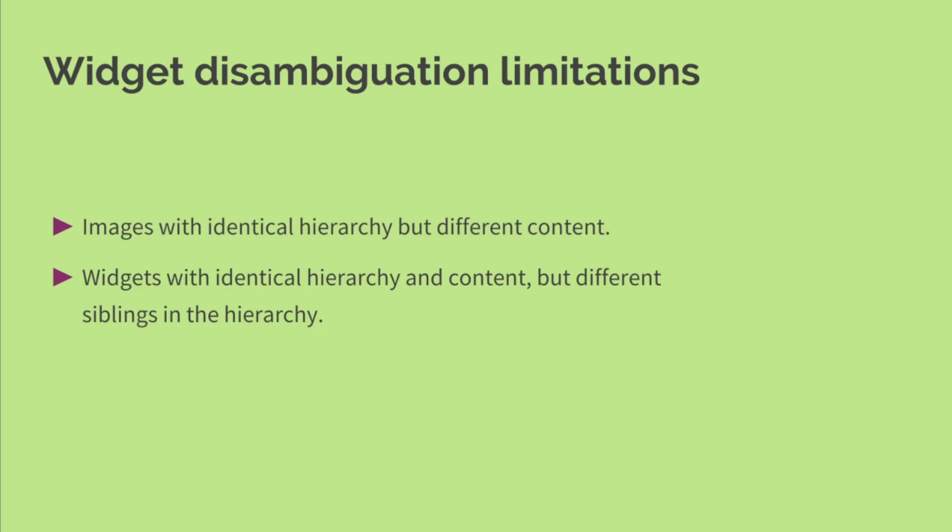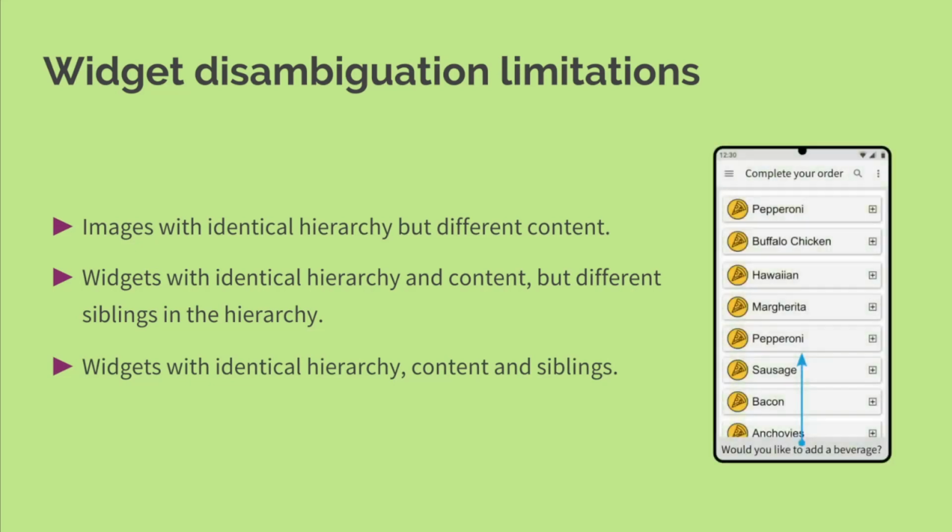And then widgets with identical hierarchy, content, and siblings. For example, if we have duplicated rows in a list, identical even including the content, as shown for the pepperoni row in this list, then the only way to disambiguate them is by using their position on the list, but this information, as mentioned before, is unreliable.